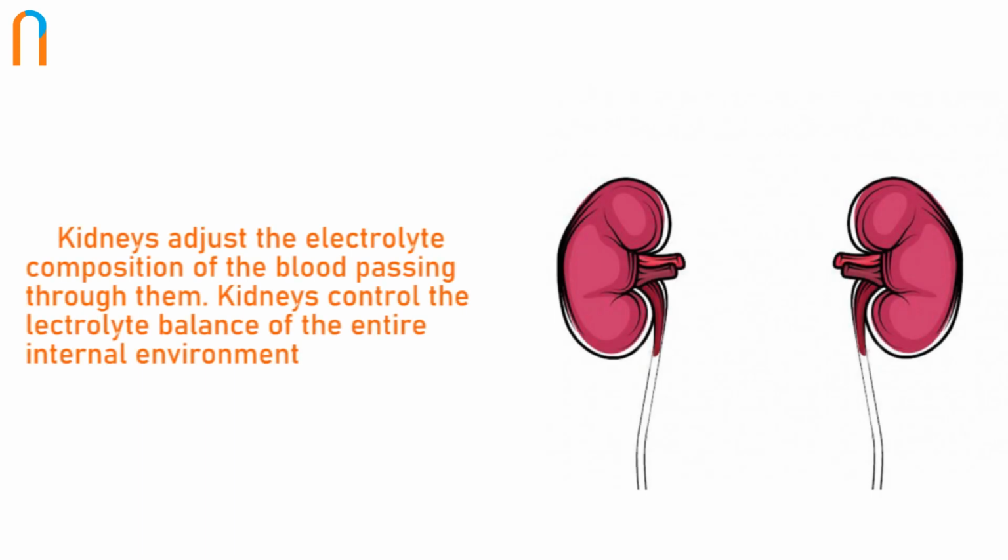The kidneys, for example, adjust the electrolyte composition of the blood passing through them. Because the blood conditioned by the kidneys mixes freely with all the circulating blood, and because electrolytes and water freely pass through most capillary walls, the kidneys control the electrolyte balance of the entire internal environment.